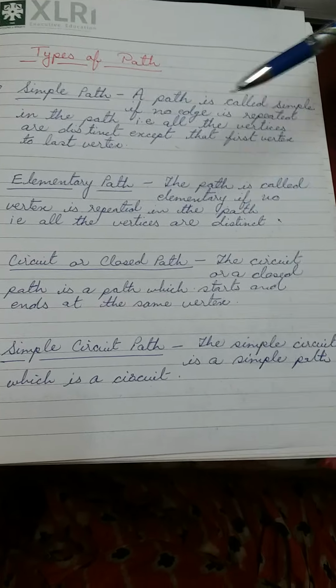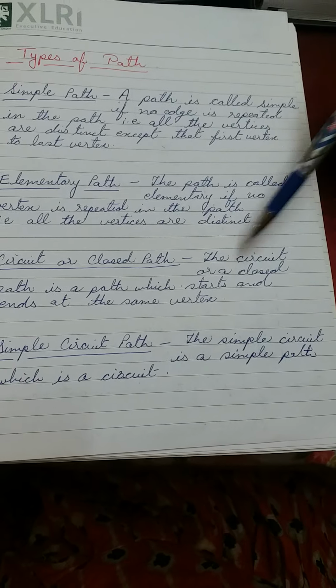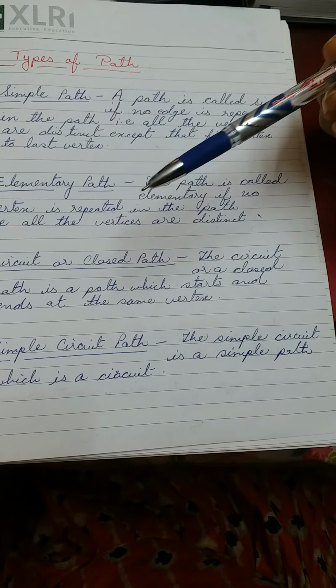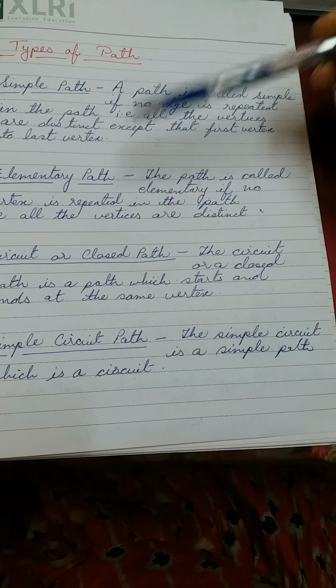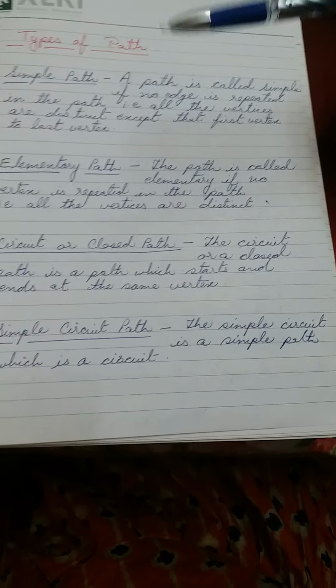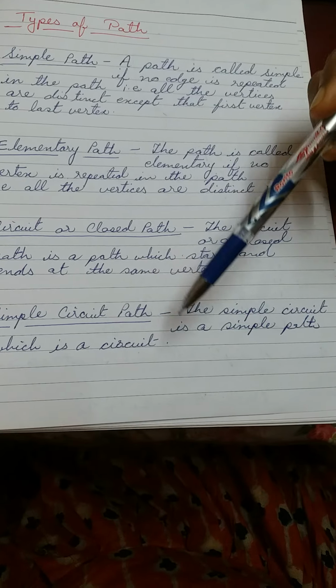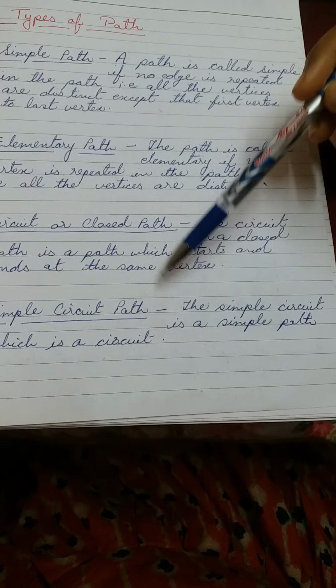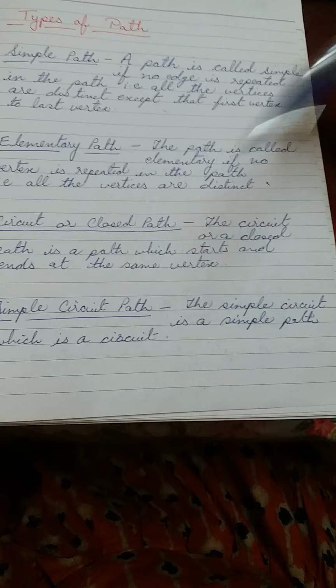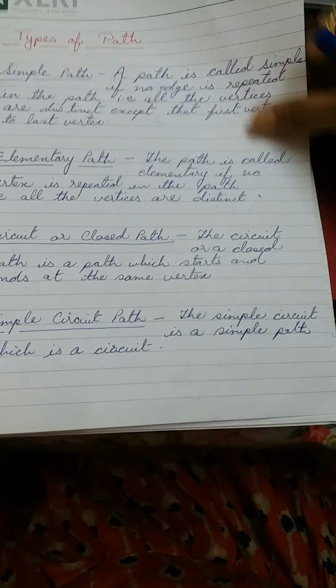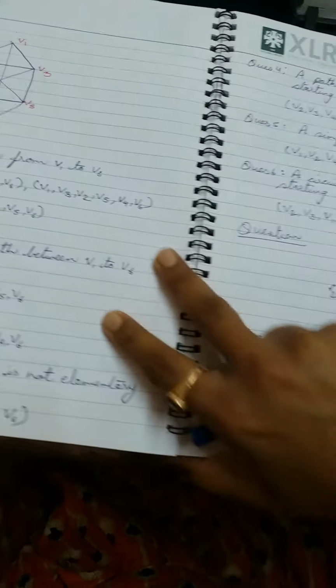Third one is circuit or closed path. In a circuit or closed path, it starts and ends at the same vertex. That is a circuit. It forms a circuit. A graph which shows a simple path as well as a circuit is known as a simple circuit path.